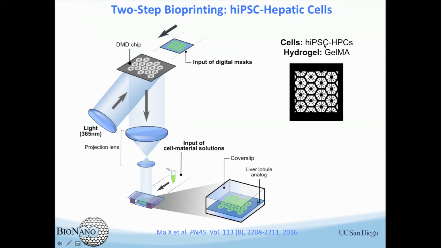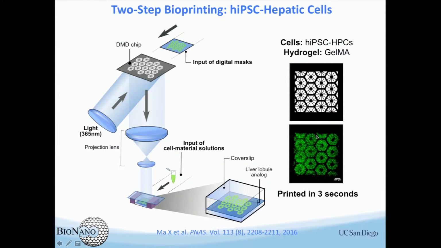It means that we take the patient's skin cell and reprogram them into functional cells like liver cells, nerve cells, or heart cells. In this case, it's liver cells. So it's not embryonic stem cell. It's your own skin cell. You can program them into functional cells. So we mix these cells with the hydrogel solution here, put it in this printer and print. In a matter of a couple of seconds, you can form these sizable liver patterns.